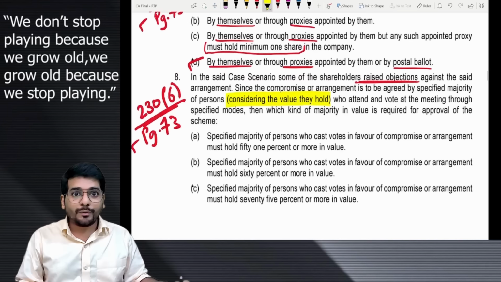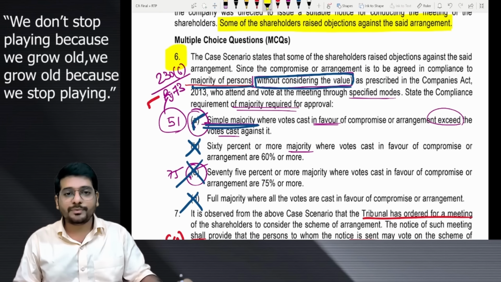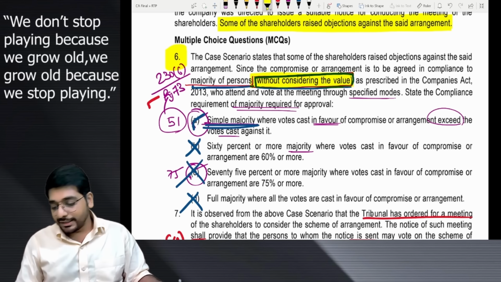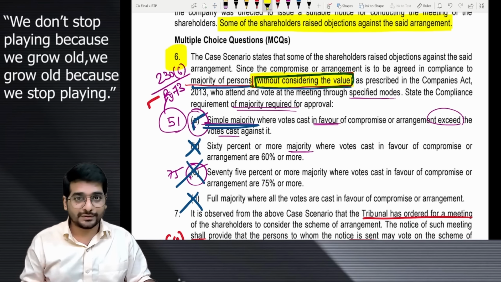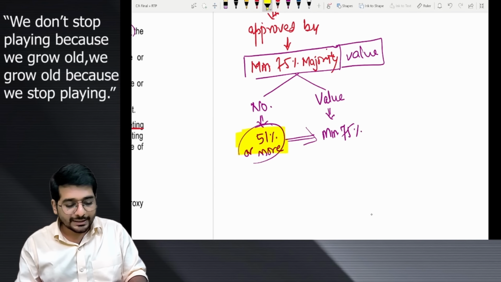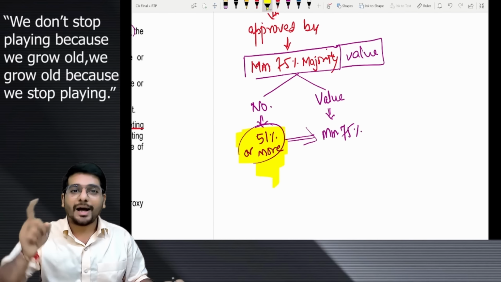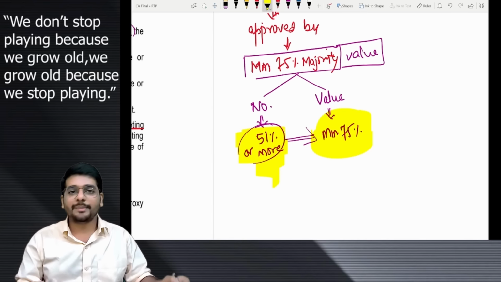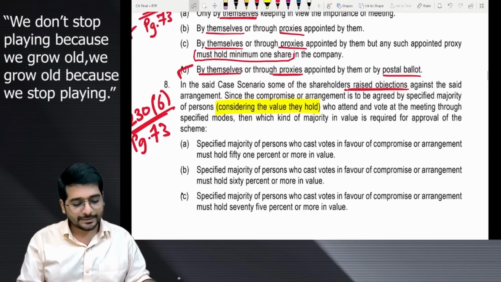Considering the value. You know why this came to my mind? Because just above in this MCQ number 6, they said without considering the value. What was the difference between considering the value and without considering the value? We have explained the difference over here. Without considering the value means in number, 51% or more, and after considering value, this number should hold minimum 75% of the capital.